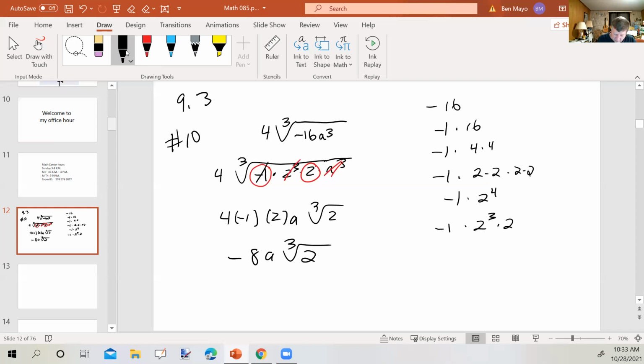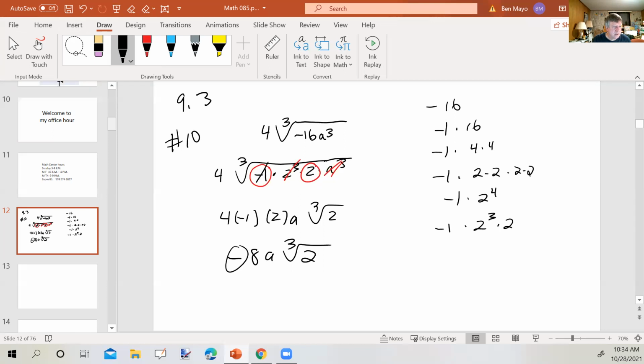Now, the student that asked about this had everything correct, except they didn't have the negative sign. So be careful with that. If you've got a negative sign, it doesn't just disappear. Also, in your final answer, you don't want a negative sign inside. You need to take it outside if at all you can. Anyway, that's problem number 10. Any questions from anyone on that before we go on to the next one?